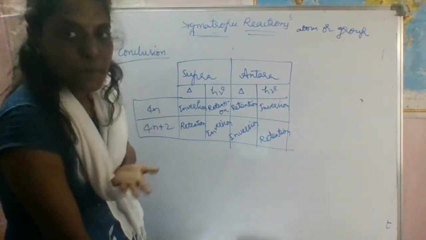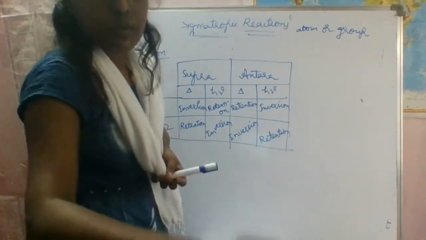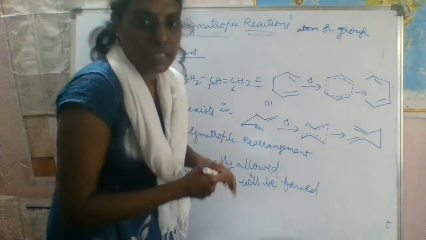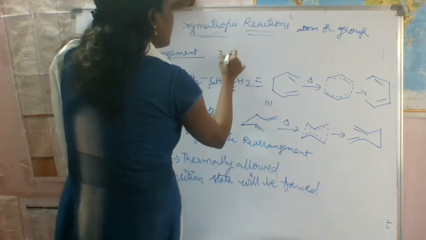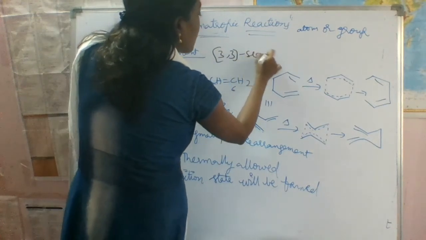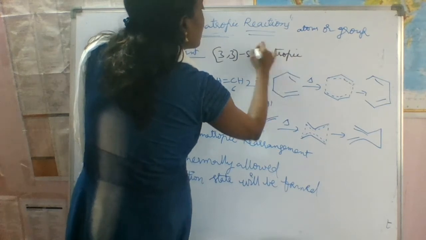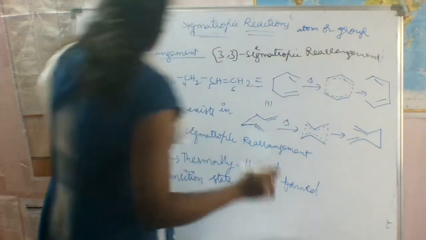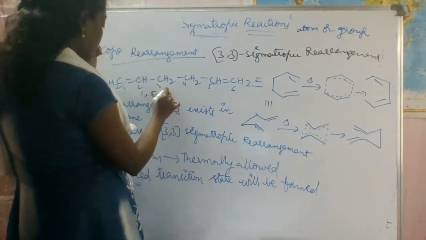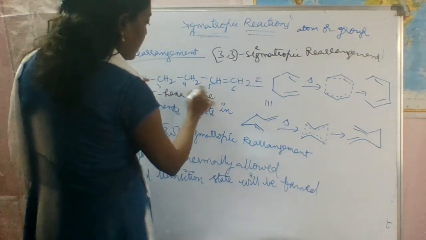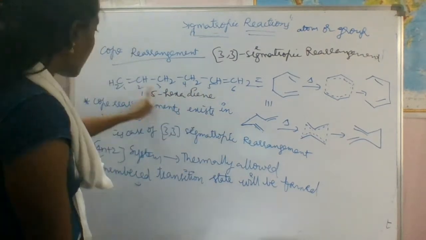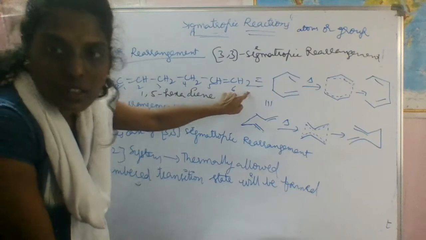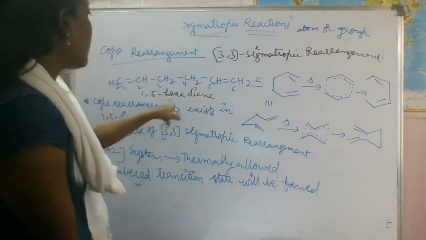Okay, so let's see the Cope rearrangement. Actually, it is a 3,3 sigmatropic rearrangement. It is mainly found in 1,5 hexadiene, right? If you see here 1, 2, 3, 4, 5, there is a bond between 1 and 2 and between 5 and 6. That's why it is called 1,5 hexadiene.